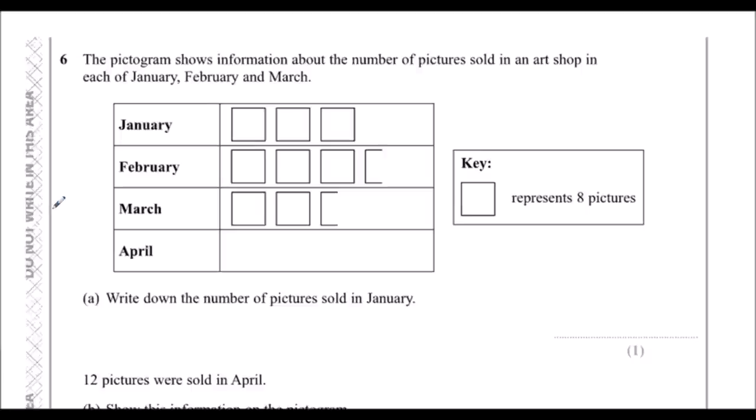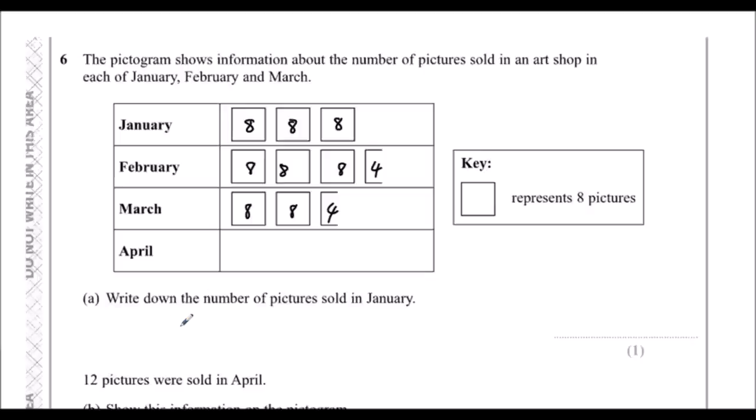Question 6. The pictogram shows information about the number of pictures sold in an art shop in each of January, February, and March. So we've got 8 pictures for a whole square. So each of these half squares is going to be half of 8, which is 4. So each of these big squares is 8, and the half squares are going to be worth 4.